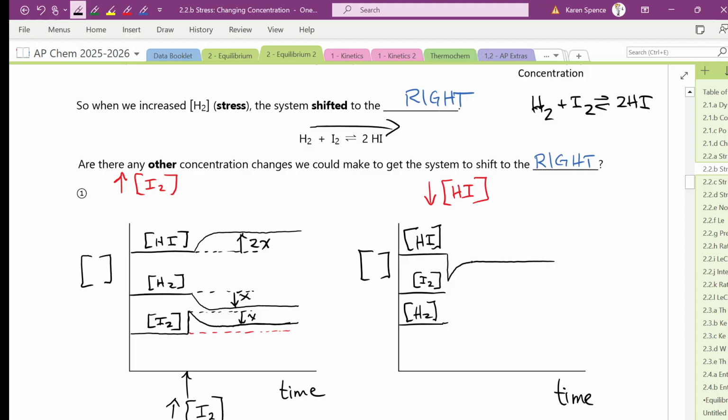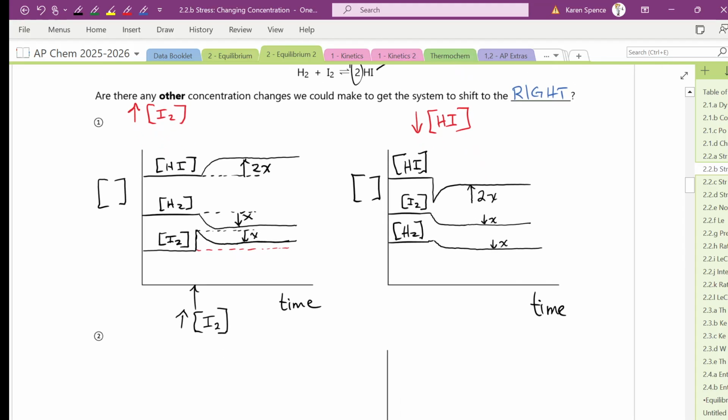And now that value, because the HI has a coefficient of 2, that's going to be 2x. And that means that H2 and I2 are going to decrease by x. And I'm going to do a better job this time, I promise, of doing that sort of x. And now we are going to start.